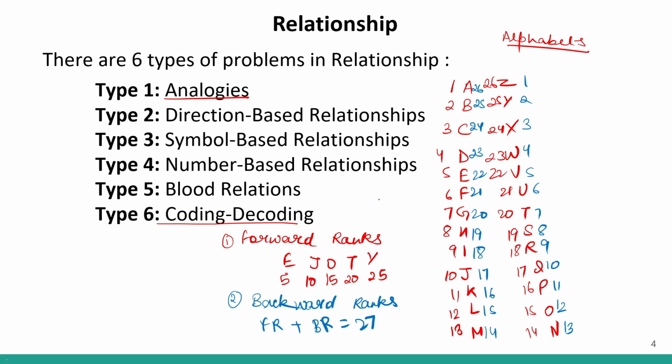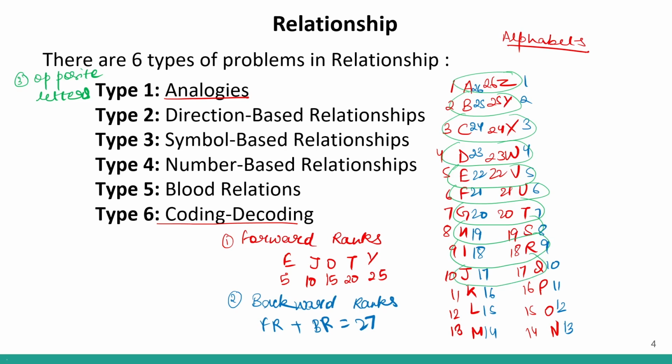Then we have, I don't have space over here, so I'm writing over here, the third concept of opposite letters. Opposite letters basically means that we have 13 pairs of opposite letters when we write the alphabets like this. A and Z are one pair. Similarly, BY, CX, DW, EV, FU, GT, HS, IR, JQ, KP, LO and M and N. These are the pairs of opposite letters.